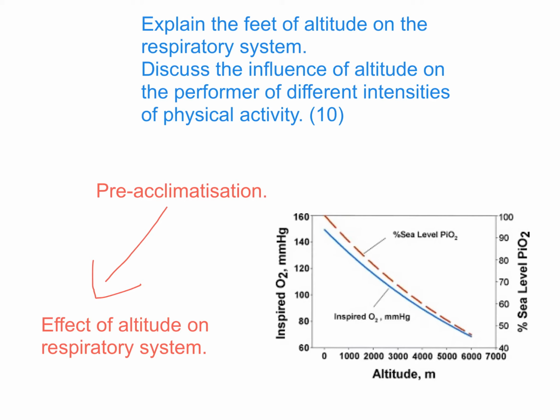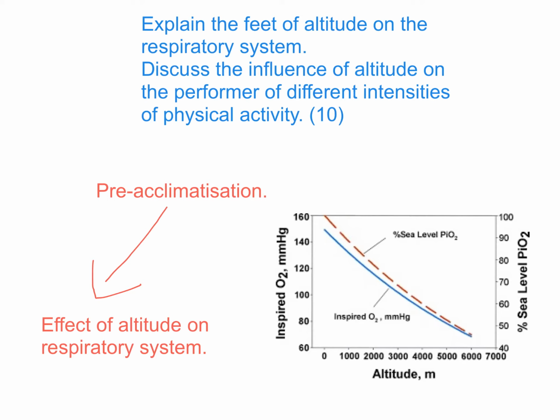So first of all, the question's really broken down into three main parts. The first part is to do with what we call pre-acclimatisation. Now that's linked to what effect altitude has on the respiratory system. Before we talk about activity, what effect is it having upon the respiratory system to start with? As you can see from this little graph that I've put in here, the main thing you've got to look at is the effect of altitude upon the partial pressure of oxygen in the atmosphere.